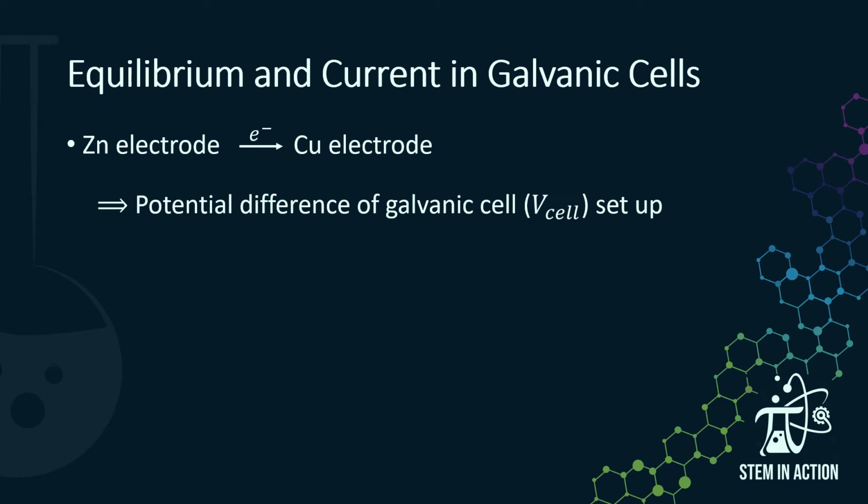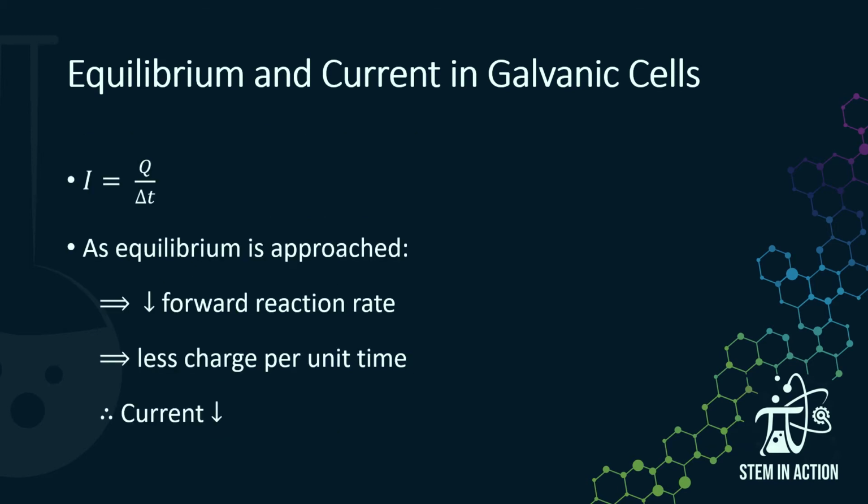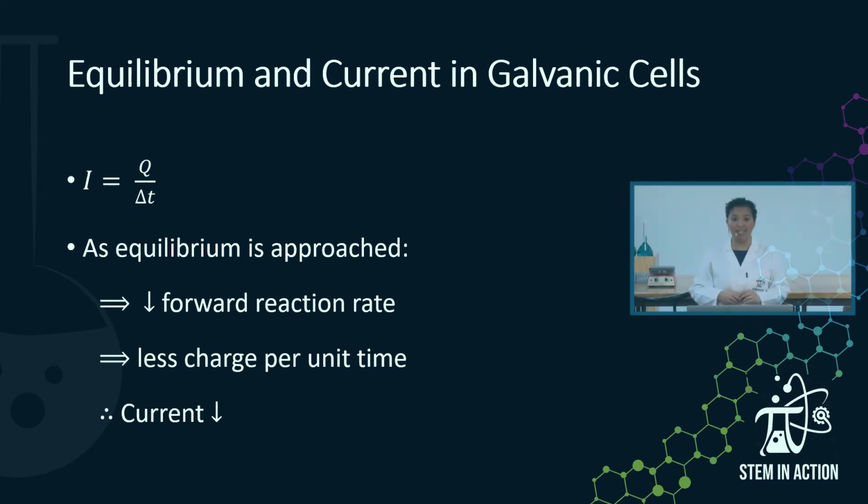We call it V cell. The greater the V cell, the faster the electrons move. That means the reaction rate is also faster, and the greater current is what is reflected either on a galvanometer, an ammeter, or a voltmeter. But we remember that current is the rate of flow of charge. I equals Q over delta T.